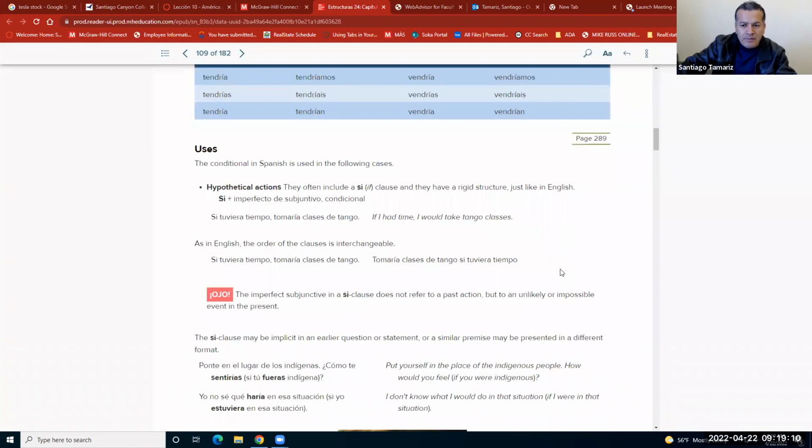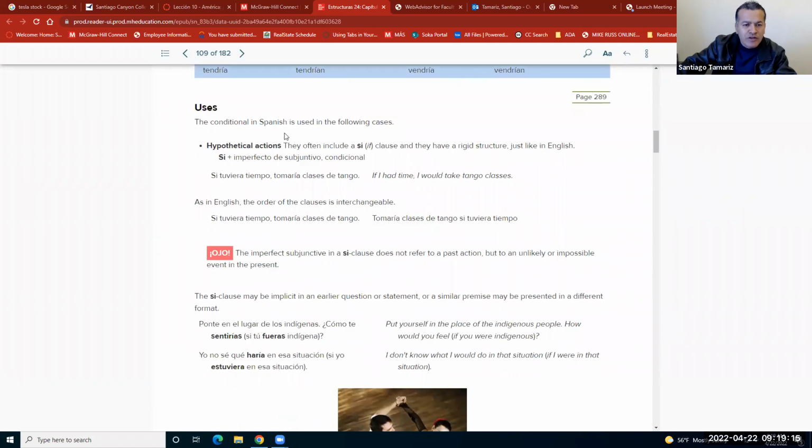Usos. Página 289. El condicional en español se usa en los siguientes casos. Acciones hipotéticas. Normally se incluye el if, which is si without the accent mark clause. And they have the rigid structure, just like in English. Si plus imperfect subjunctive plus conditional. Imperfect subjunctive is the last topic that we just saw in the first part of this chapter, in the last video. But now we need to add the conditional.